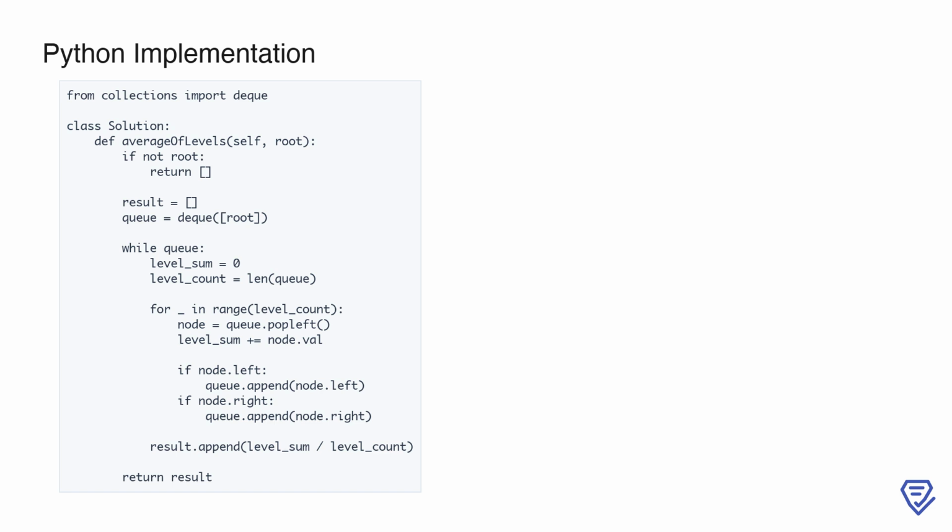This implementation ensures that each node is visited once, making the time complexity O(n), where n is the number of nodes in the tree. The space complexity is O(m), where m is the maximum number of nodes at any level of the tree, due to the queue storage.